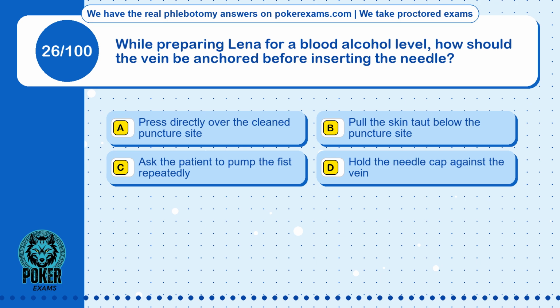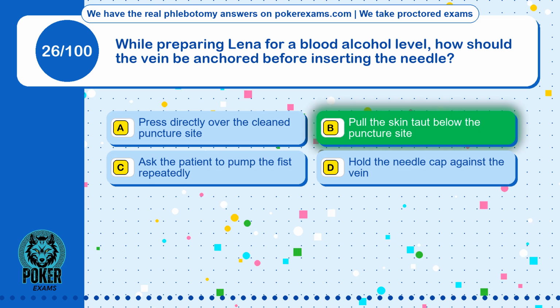Question 26. While preparing Lena for a blood alcohol level, how should the vein be anchored before inserting the needle? Option A. Press directly over the cleaned puncture site. Option B. Pull the skin taut below the puncture site. Option C. Ask the patient to pump the fist repeatedly. Option D. Hold the needle cap against the vein.